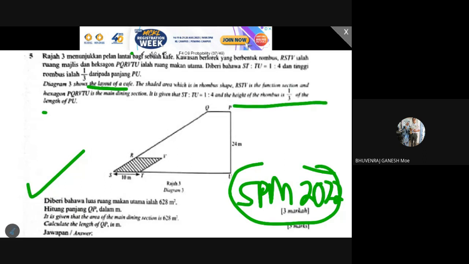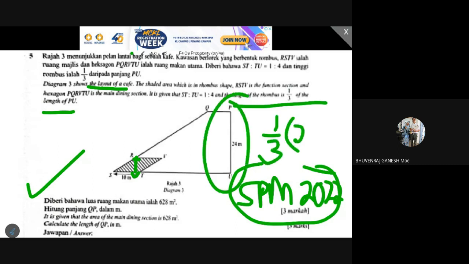The height of the rhombus is 1/3 the length of PU. So can you tell me, guys, what is the height of the rhombus now, if you understand this statement? Yes, very good Aifeh, correct. Because it is 1/3 of the length of PU, means 1/3 times 24. So you get 8 as your height.